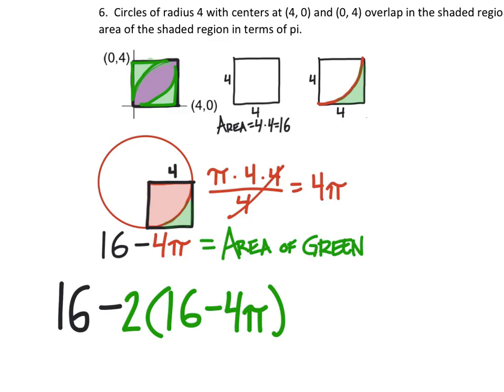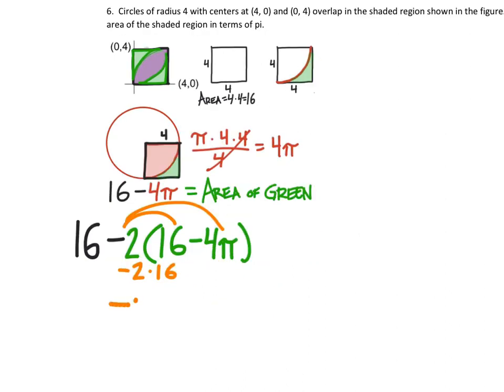So we go back to one of our previous units with distribution, right? I'm going to distribute the 2, but this is not just 2 on this, okay? This is actually a negative 2 that I'm distributing into the parentheses. So what that means is I actually have negative 2 times 16. And that's the first distribution, which would give us negative 32. And then the second distribution would be negative 2 times negative 4 pi.